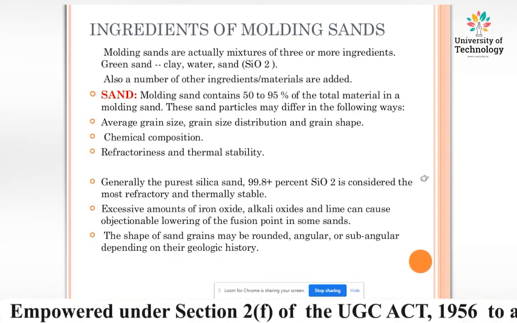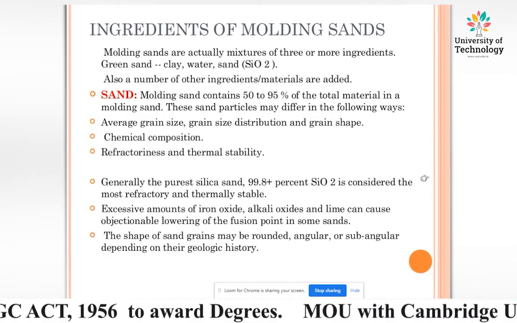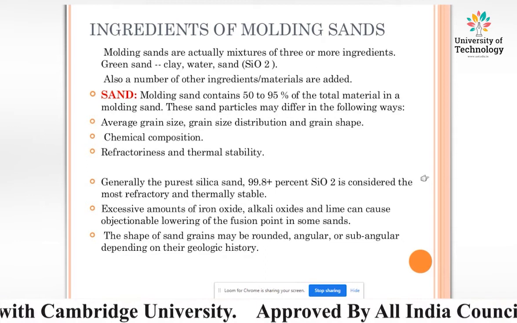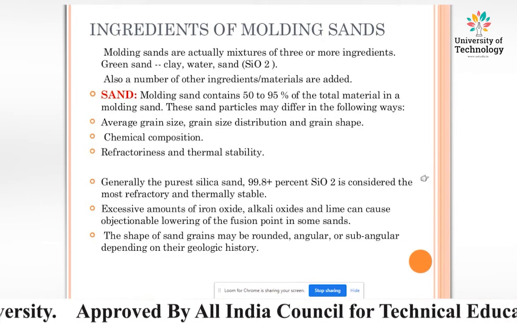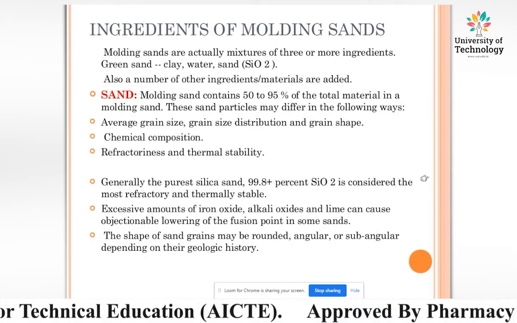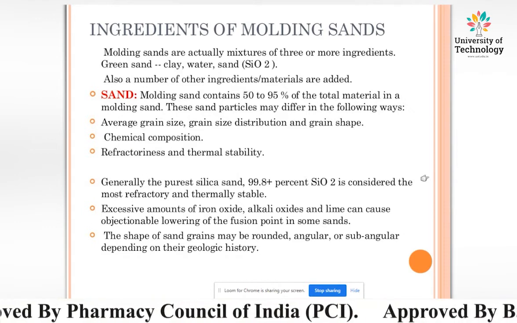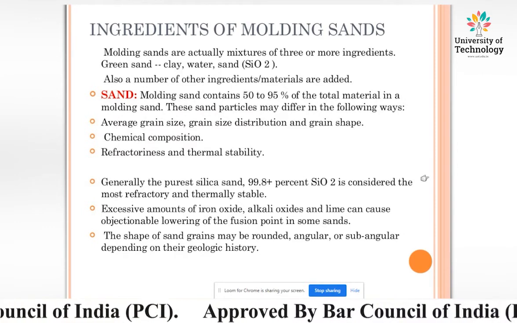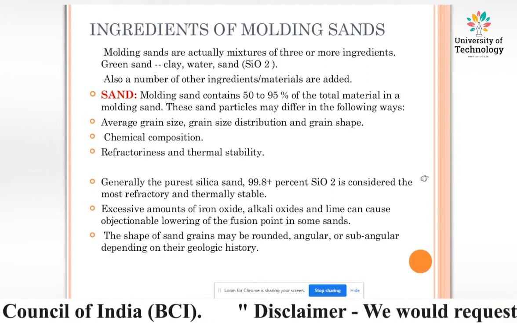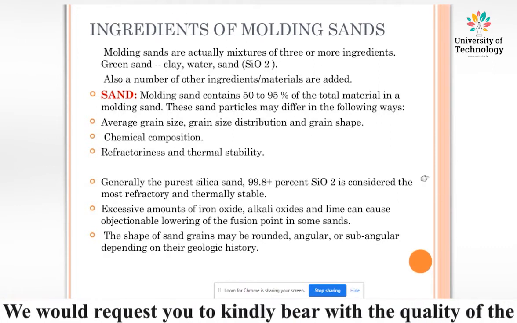These are mixtures with the sand. First one, sand. Molding sand contains 50 to 90% of the total material in a molding. These sand particles may differ in the following ways. The first one, average grain size distribution and grain size. The chemical composition, reactiveness, and thermal stability.